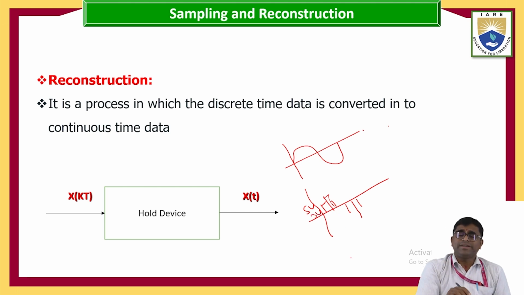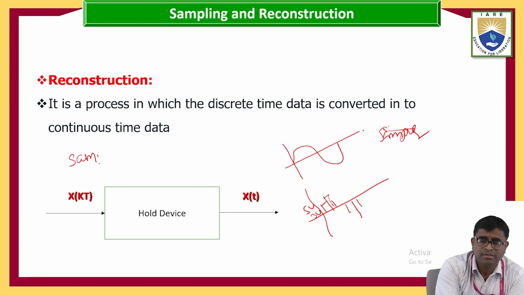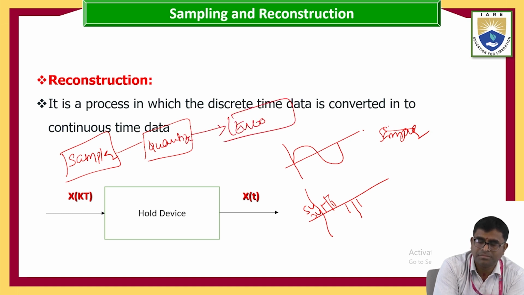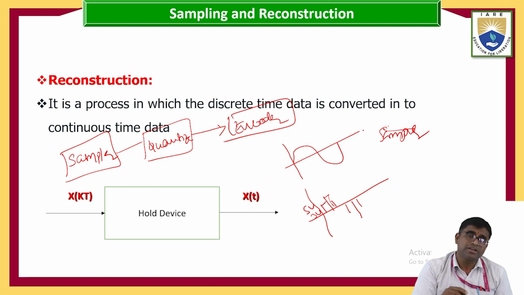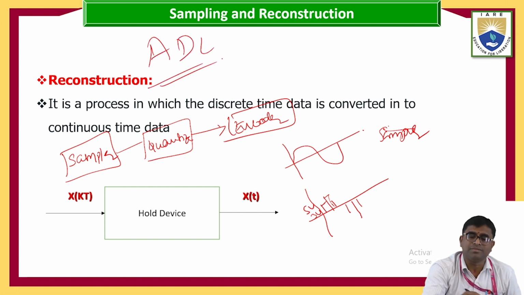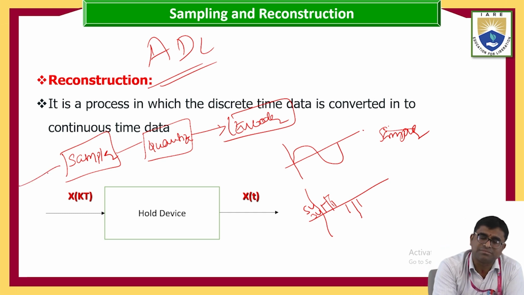Okay, that is actually here the sampler and quantizer and encoder will be there. Okay, so these total 3 blocks are in the analog to digital part, ADC. These are in the ADC. The sampler input is an analog signal.